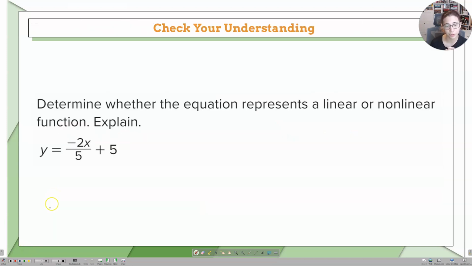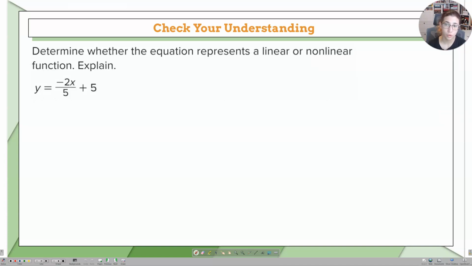And now it's time to check for your understanding. Determine whether the equation represents a linear or nonlinear function and explain. y is equal to negative 2x divided by 5 plus 5. So we want to know if this can be written in slope-intercept form. We want to know if we can make it look like this. Now, this can be written as y is equal to negative 2/5 x plus 5. Because you can move the fraction as a coefficient away from that variable, right?